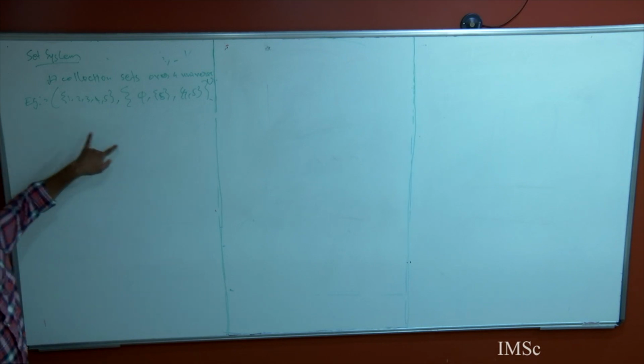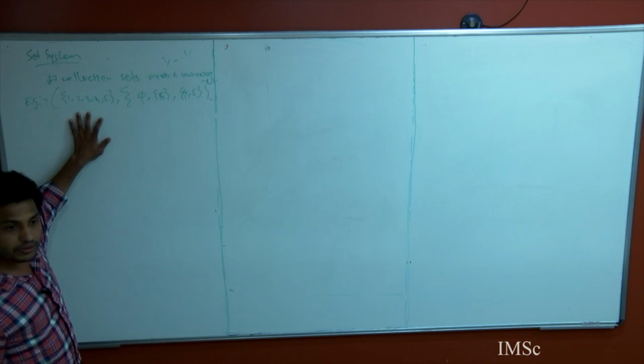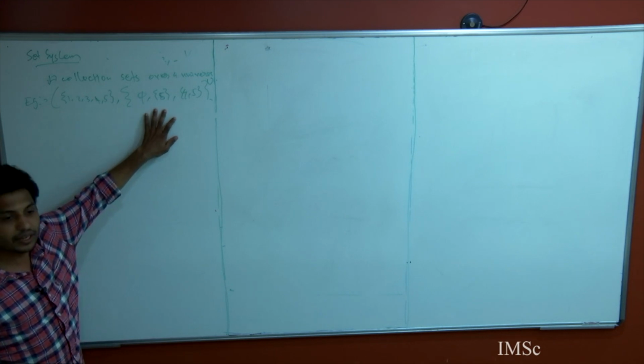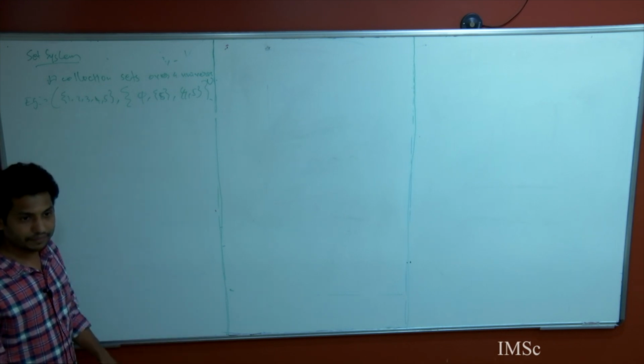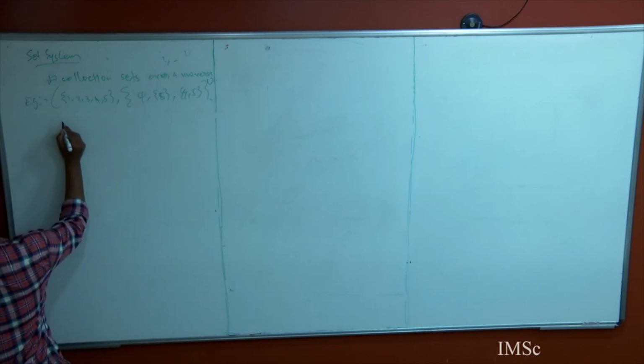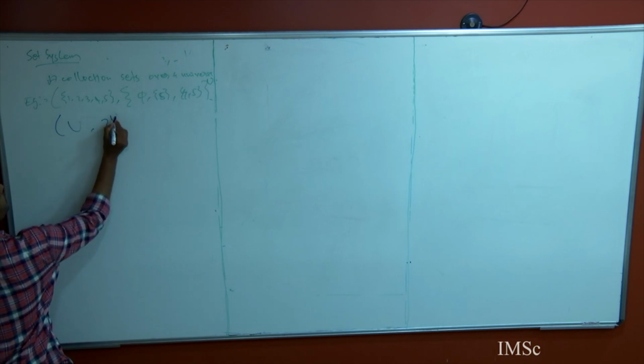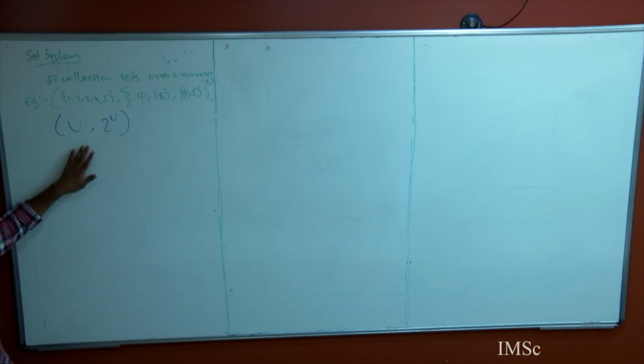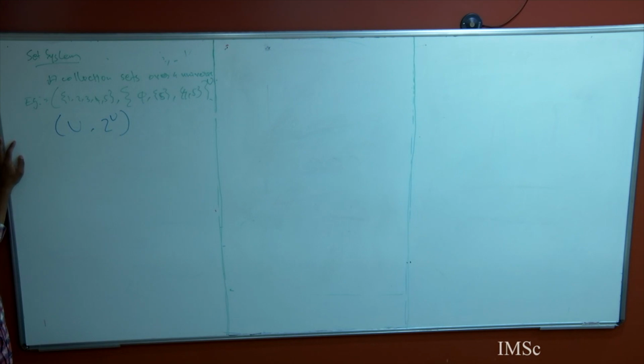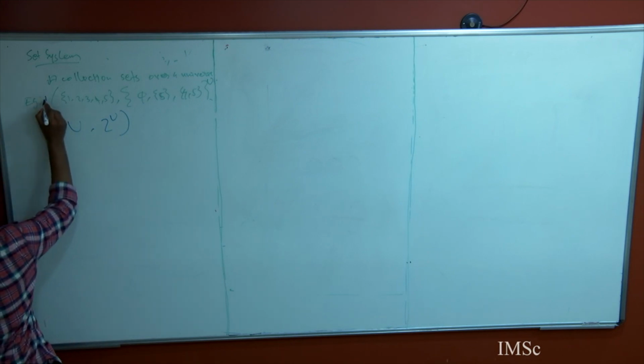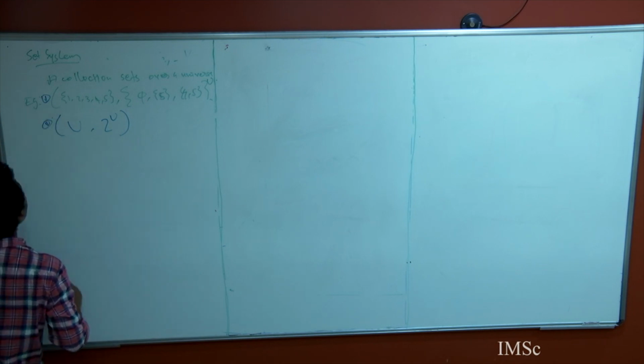So I represent that as a pair. The first one is the universe, and the other is a collection of sets. For any universe U, 2 to the U, all possible subsets of U, is also a set system. Example 1, 2.